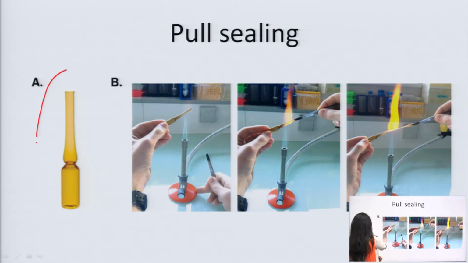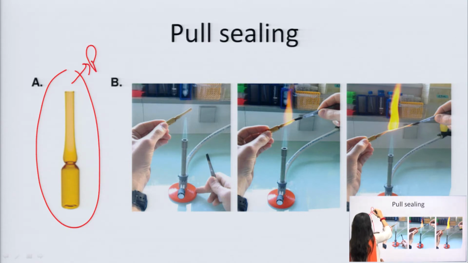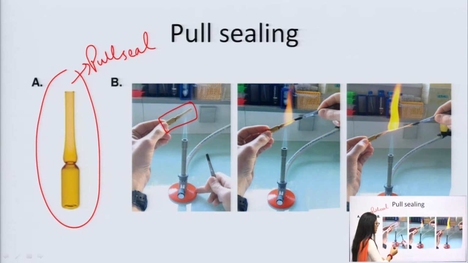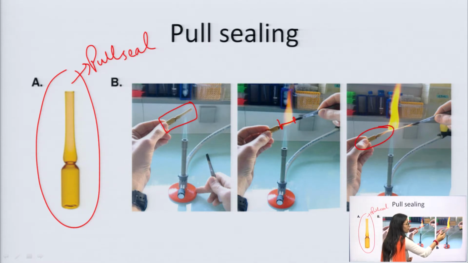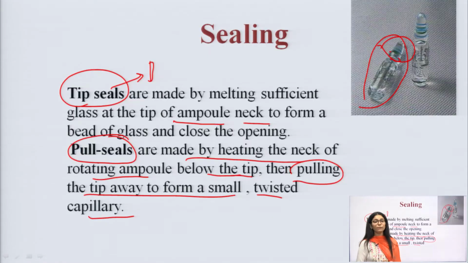This is the example of a pull seal. In this particular image you can clearly see your ampule, right, this is your ampule, and this is your heating element. So, what you are going to do is pull both the ends. You can see the person is pulling, and at the end of the day this is how we obtain the pull seal technique, this is how we obtain the ampules from the pull seal technique. This is the difference between pull seal and tip seal.